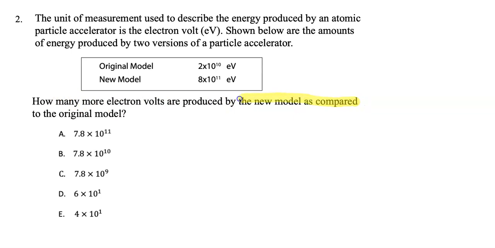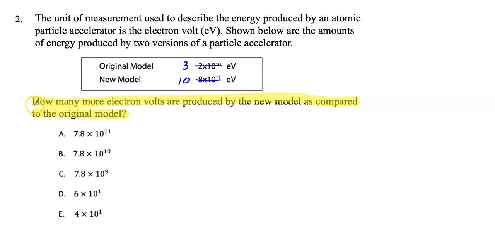So this is the final question. And we need to understand what that is asking us to do. So with problems like this, what I do is I cross these complicated numbers out here. And I make up some numbers that are easier to work with so I get an understanding of what I need to do. So let's say the original model produced 3 electron volts. And let's say the new model produced 10 electron volts.